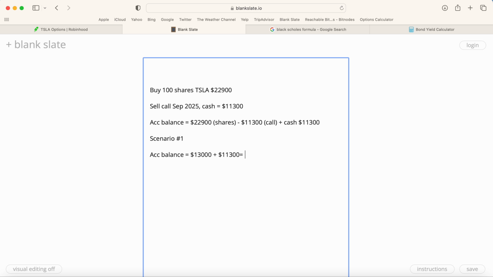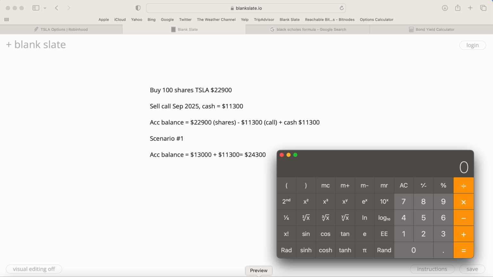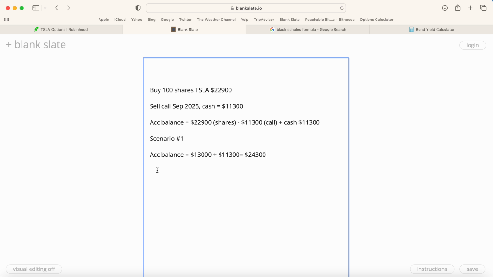So all in all, we're basically going to have $24,300. Okay, so what's our profit? Well, we're going to end up with $24,300 minus $22,900. That's going to be a profit of $1,400. So let's write here our profit of $1,400. So at the end of this transaction, you're going to end up with more money than what you started.